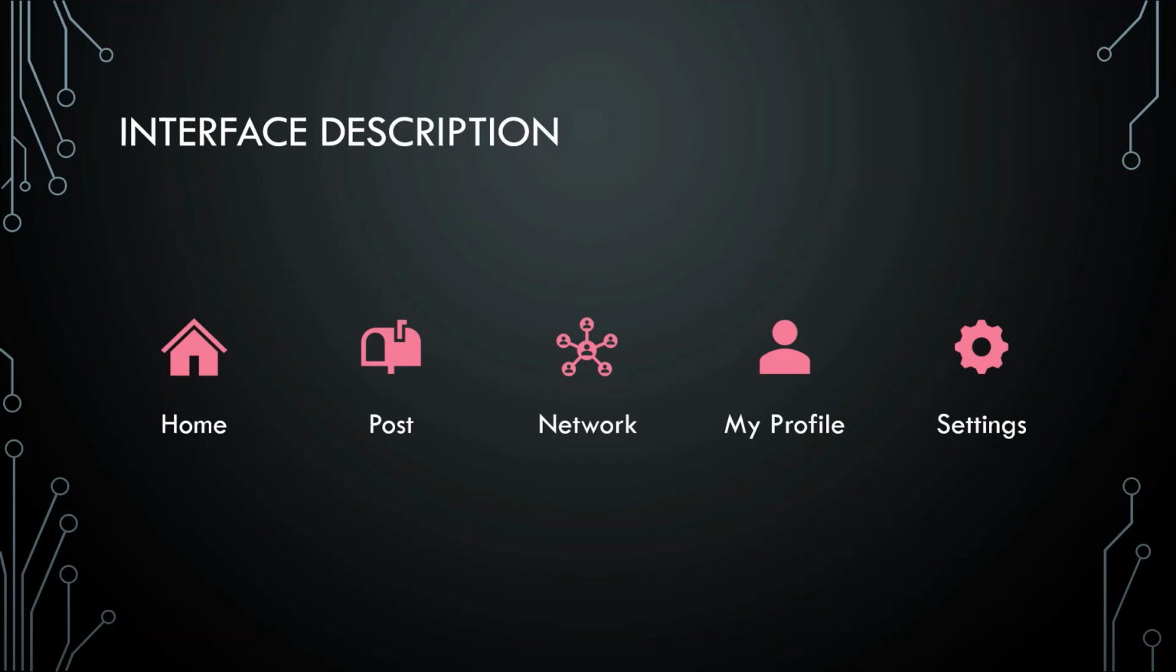So what's the interface description? We have decided to go with five tabs, and we have the home page, post, network, and my profile settings. Obviously, the home page is just a simple page. Then the post is basically where the users can post whatever questions they have. And then the network page is where they can connect with other people. They can connect with other people, send direct messages, do social media groups, and stuff like that.